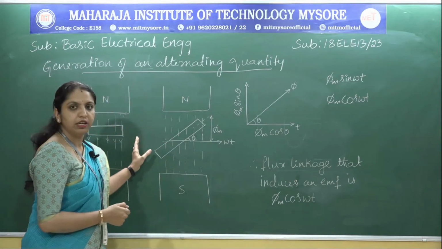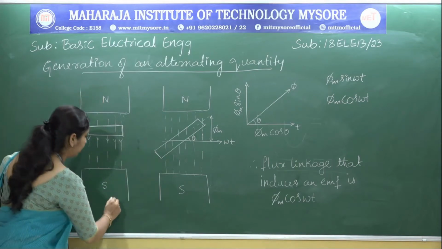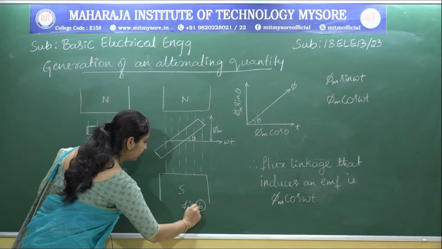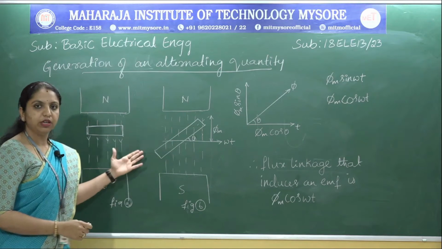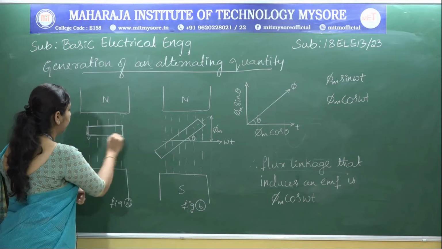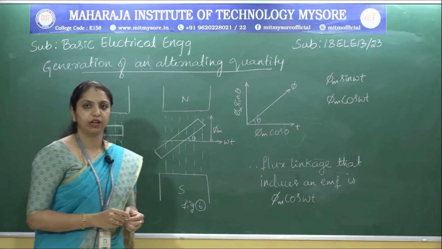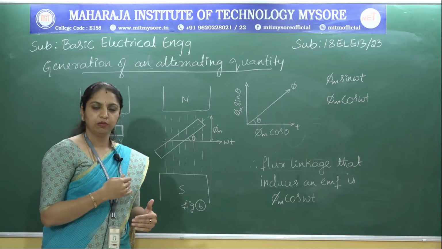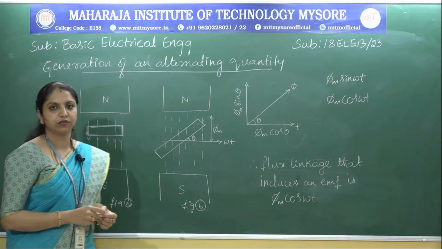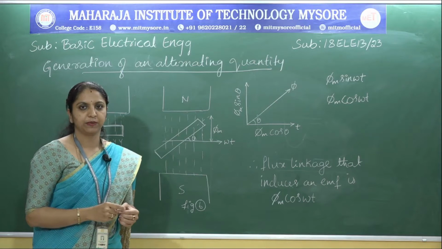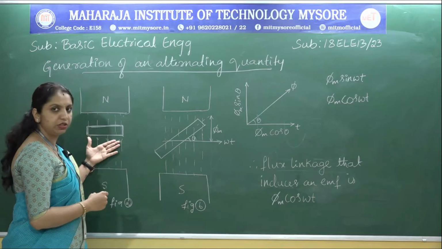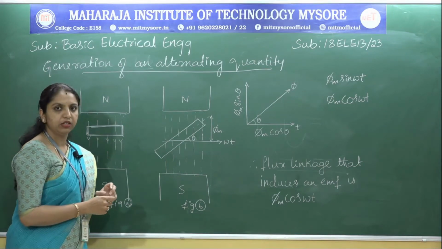You can see in this figure, let us call this figure A and this figure B. In this figure you can see two magnetic poles, north and south, and a conductor, or we can also call it a coil, placed between the two magnetic poles. The dotted lines indicate magnetic lines of force, or magnetic flux. Initially, in figure A, the conductor is kept constant, so it is not moving.